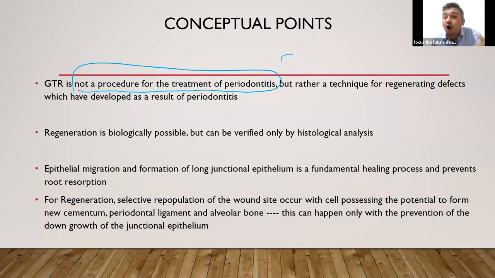Periodontitis was treated by removing the plaque, calculus and granulation tissue, and you made it stable. But in certain indicated cases, you have defects and you feel that you can regenerate them. That regeneration is brought about by GTR. So GTR is not a procedure for treatment of periodontitis, but rather a technique for regenerating defects which developed as a result of periodontitis. It is something you are trying to treat which was caused by periodontitis.